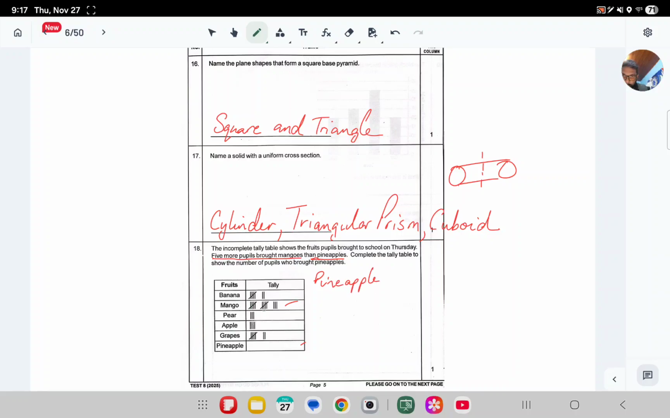So mango is 5 out of 5 is 10, and 3 is 13. Take away 5. That will give us 8. Now we represent that in tally form. So it would be 8 for that.